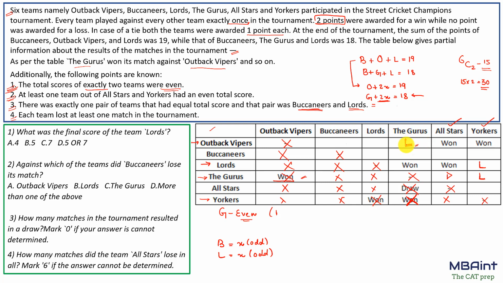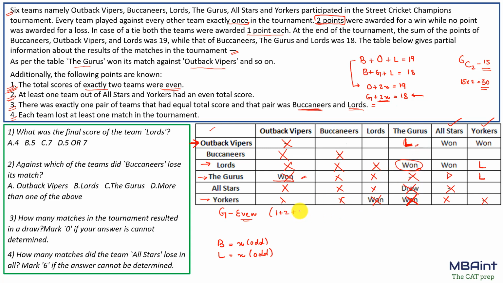this L is for the loss of Outback Vipers, and Gurus are winning it, right? Because everything is calculated according to the row. So Gurus are winning it, so I'll have 2. Similarly, this win for Gurus in this column means loss for Gurus. This win over here means loss for Gurus. Lords are winning, Gurus are in loss, or Gurus are losing the match.